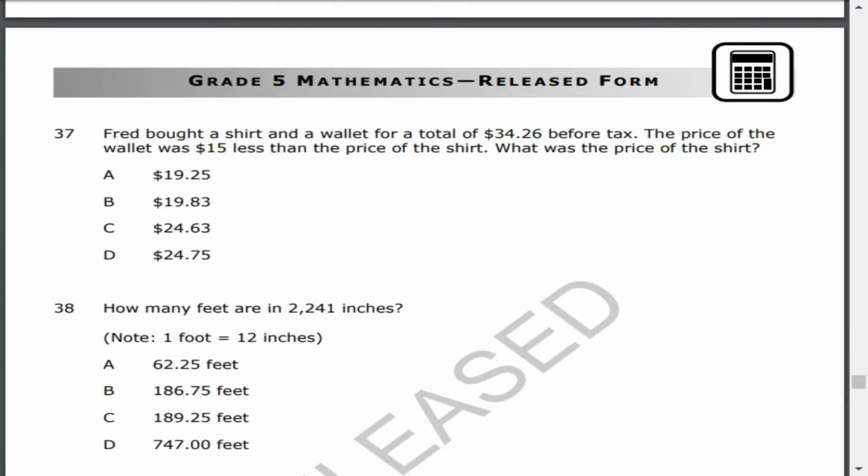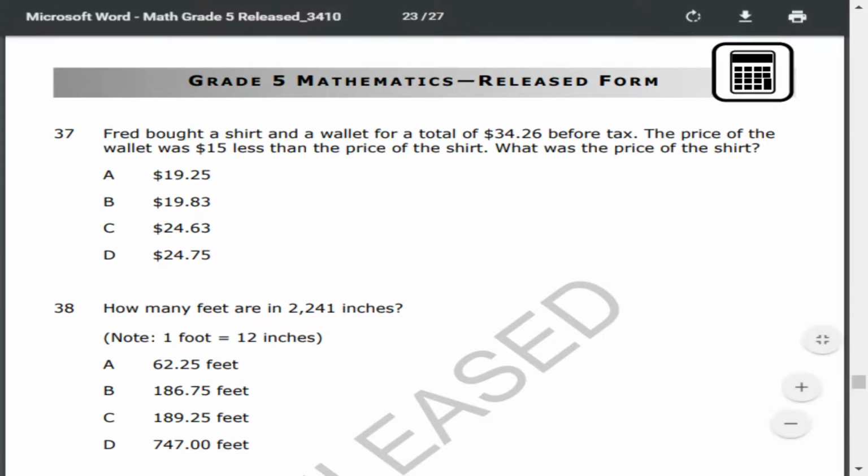Number 37. This is a question that I'm surprised is on the 5th grade EOG because it's very hard to do with 5th grade math. But anyway, Fred bought a shirt and a wallet for a total of $34.26 before tax. The price of the wallet was $15 less than the price of the shirt. What was the price of the shirt?